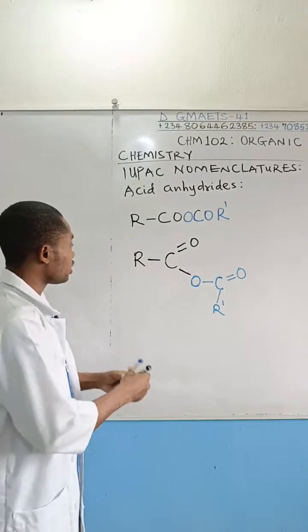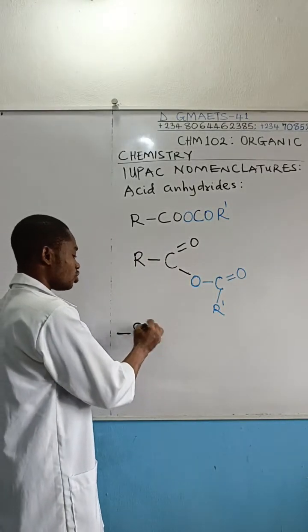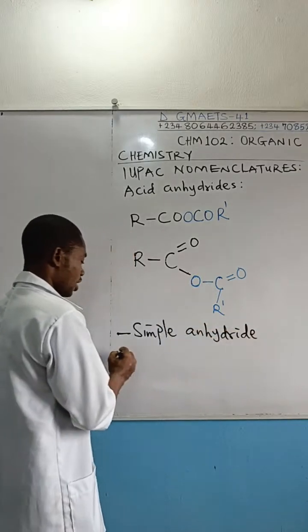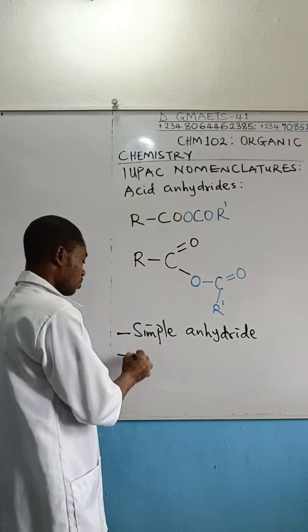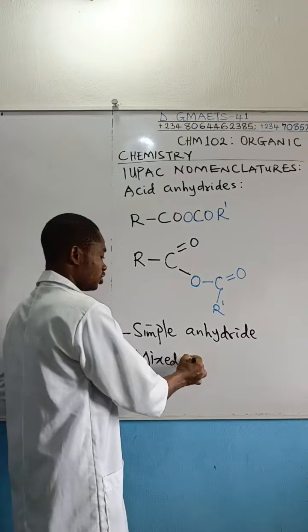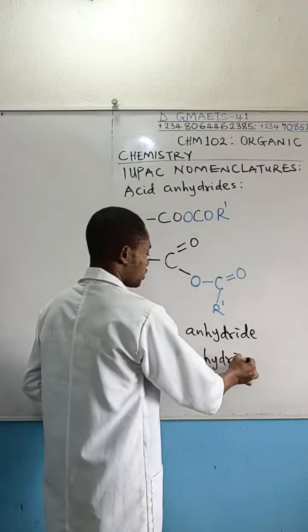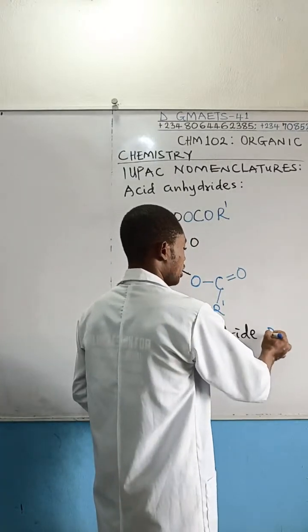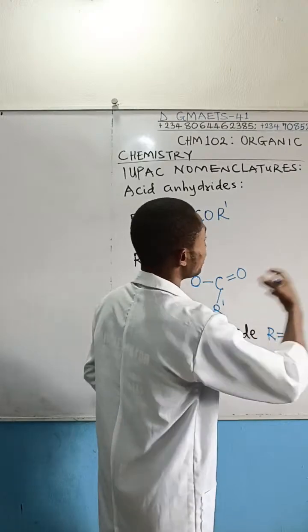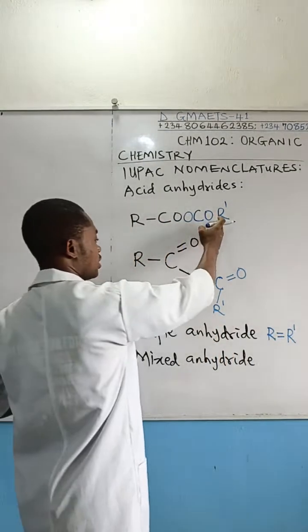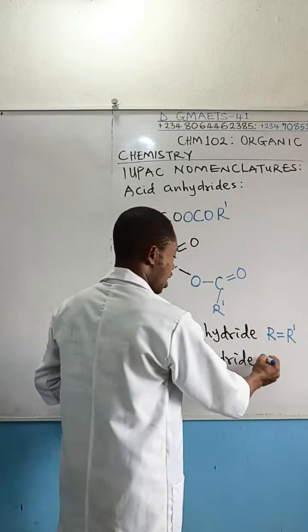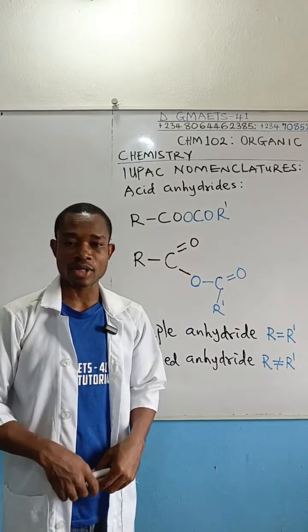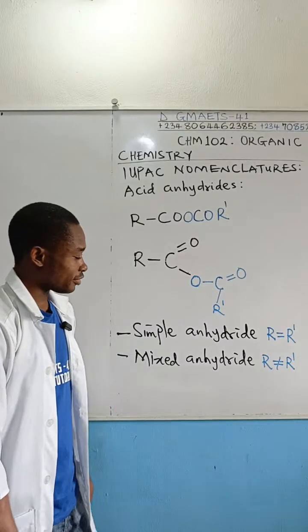In acid anhydride, you want to take note that we have simple anhydride, and then we have what we can call mixed anhydride. Now for simple anhydride, the alkyls on both sides will be the same. This alkyl here and this alkyl here. But in mixed anhydride, the alkyls on both sides are not the same. So you want to take note of that.